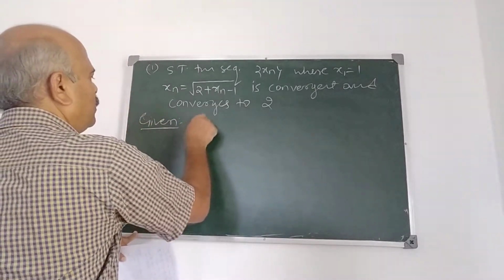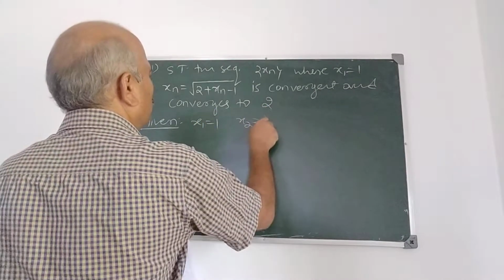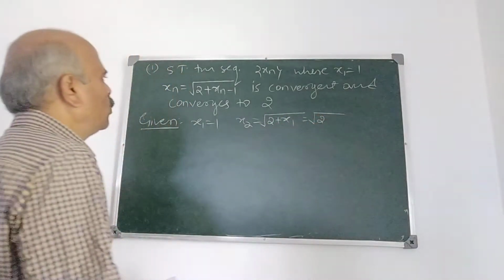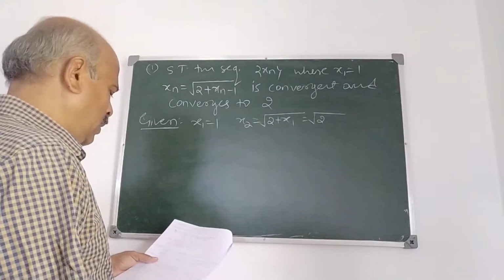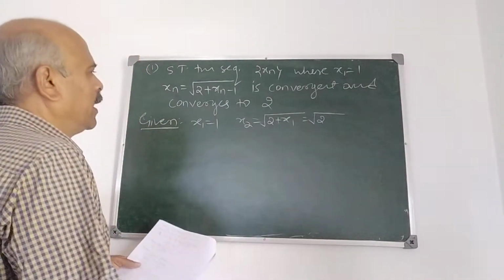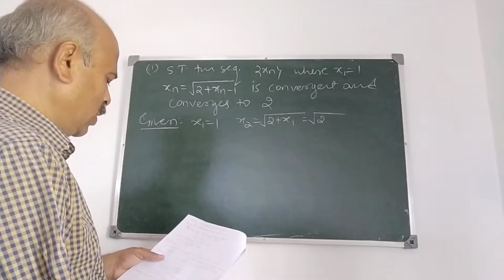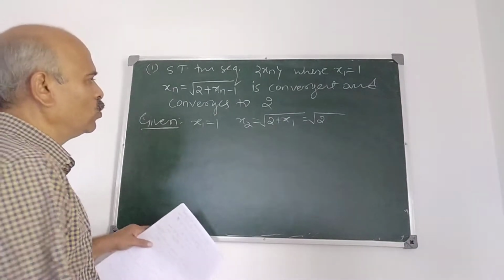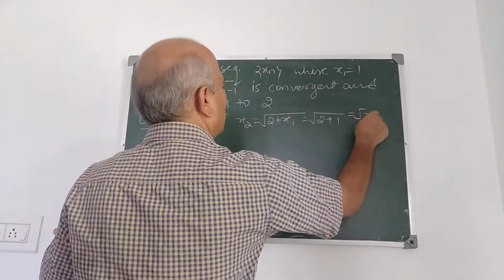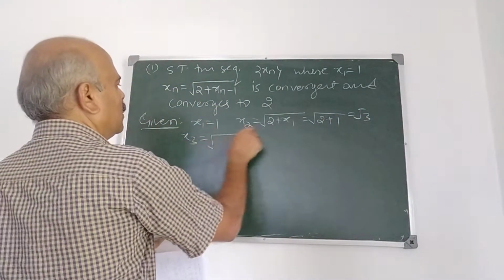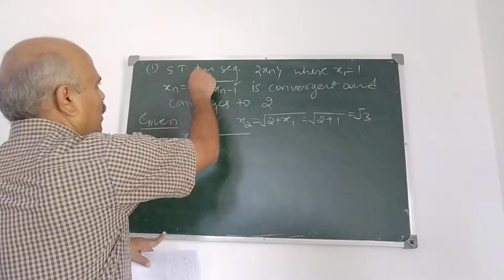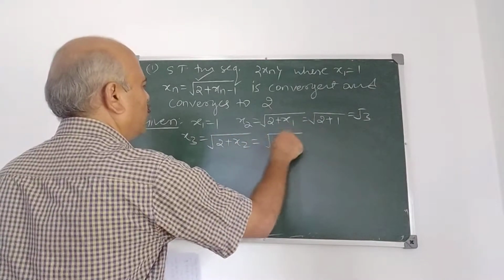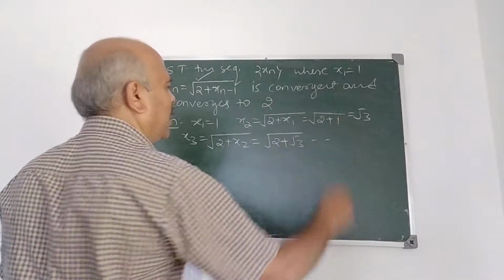What is given? x1 is 1. What is x2? Xn is the square root of 2 plus xn minus 1, so x2 is the square root of 2 plus x1, which is 2 plus 1, root 3. x3 is the square root of 2 plus x2, which is the square root of 2 plus root 3, and so on.